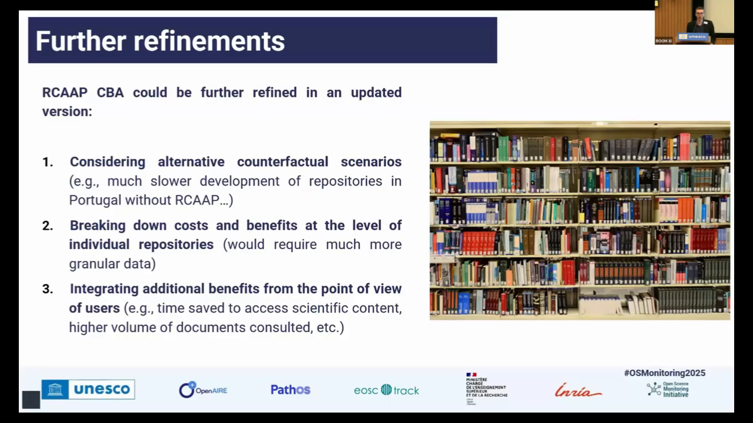It's also possible, on the condition of getting more granular data, to break down the cost and benefit for the different institutions participating, because I've mentioned that there are more than 100 institutions, so we have to rely on a sample of different ones, of different types, but we could go deeper. And the last point would be to integrate more fully the other benefits that we could not put in the model at this stage.